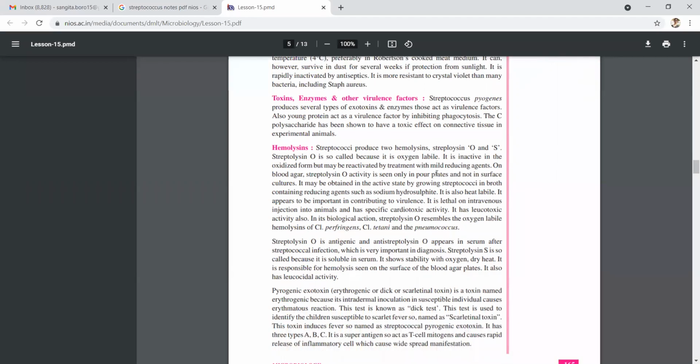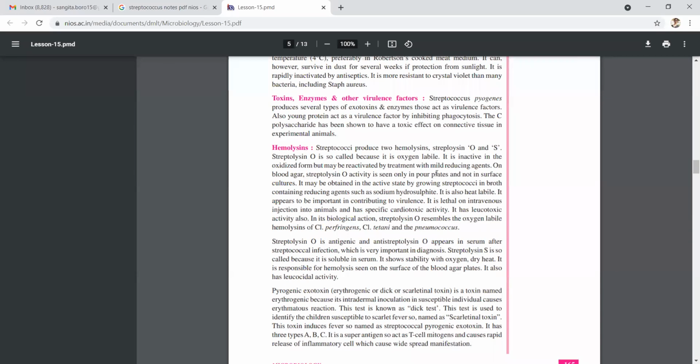Streptococci produce two hemolysins. Hemolysin helps in the lysis of the RBCs. The two types of hemolysin are streptolysin O and streptolysin S. So these are the two types of hemolysin that are produced by streptococci.